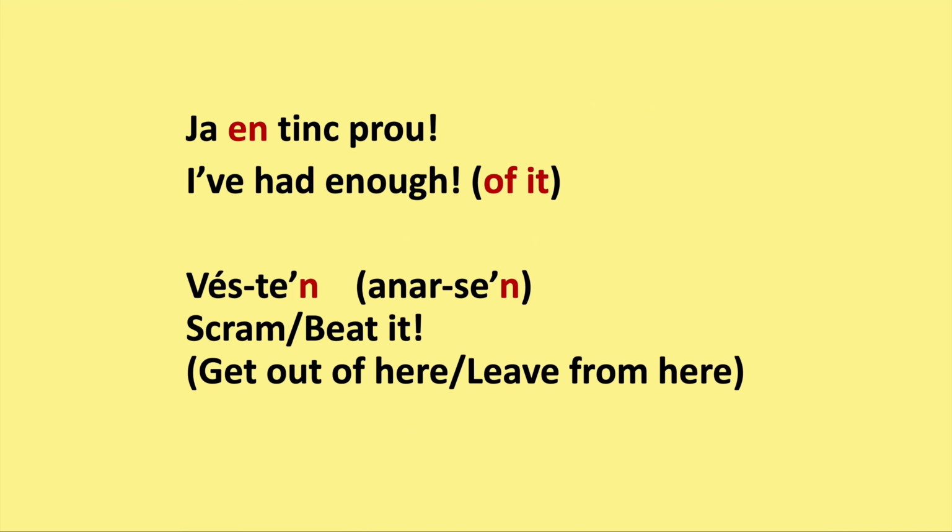Some expressions. Ja en tinc prou. I've had enough of it. Bestan, from the verb anar-se'n, scram, beat it. It literally means get out of here, leave from here. Un means from here, so anar-se'n means to leave from here.